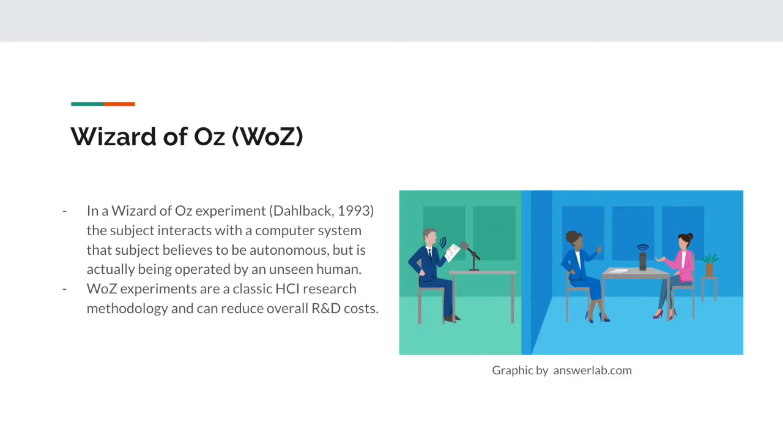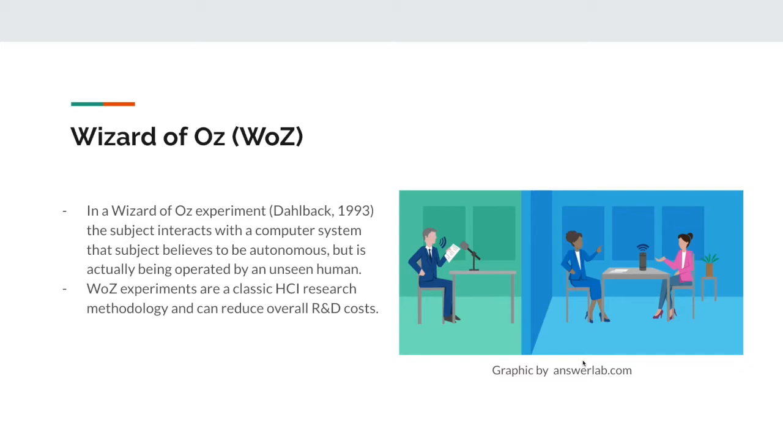Created in 1999 by Dahlback, these Wizard of Oz experiments are interactions where subjects interact with a computer system that the subject believes to be autonomous, but it is actually operated by an unseen human. As we can see in this image, they're speaking with this device, which looks like an Alexa device, but instead of an AI-powered Alexa, it's actually another human corresponding with them.